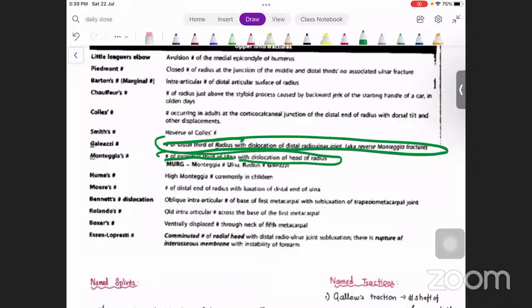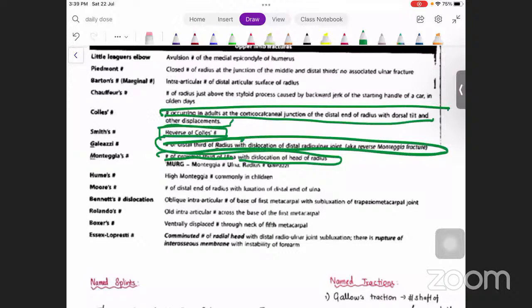And apart from that, you have a Smith fracture, reverse of Colles. In Colles fracture, we talk about the distal end of the radius fracture with the segment moving upward and outward, while in Smith it is inward and downward. Okay. Apart from that, Boxer's fracture, the neck of the fifth metacarpal, is your Boxer's fracture.